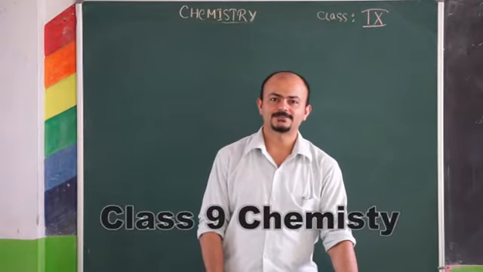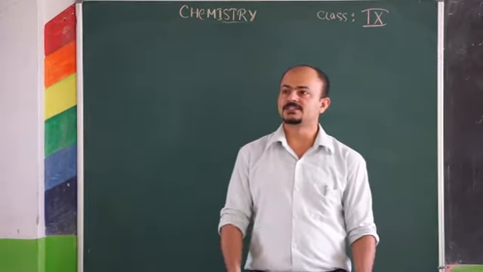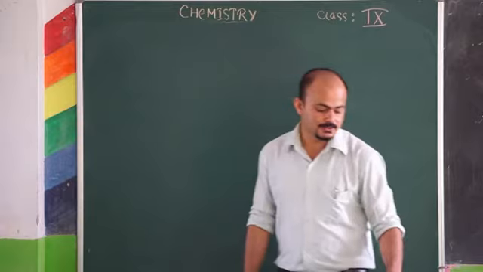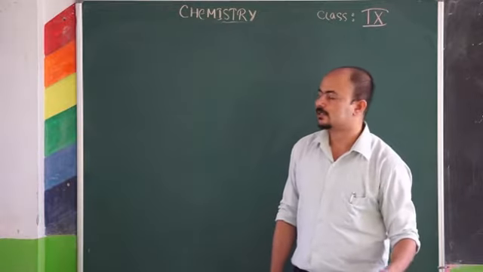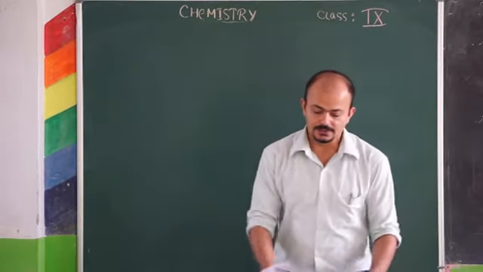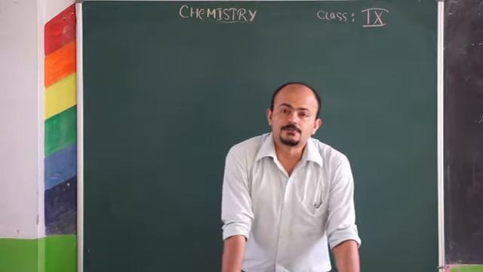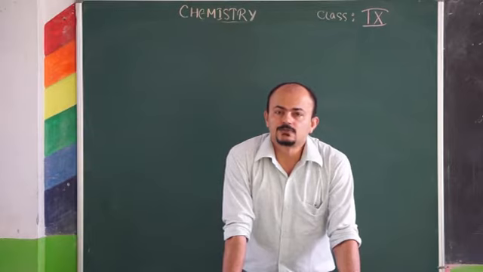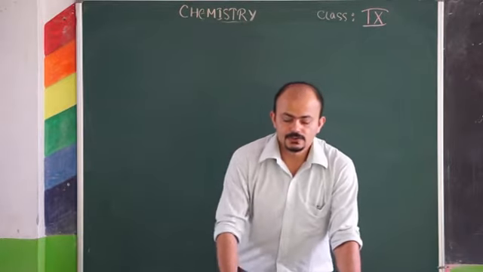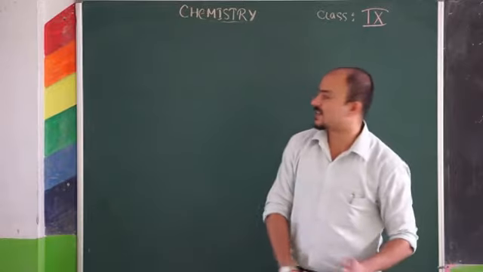Students of class 9, today we will be discussing the periodic table and the last two topics of your periodic table. We have been discussing the different groups, like group 1 and group 2, the alkali metals and alkaline earth metals. We have already discussed those. So today we will be discussing group 17.